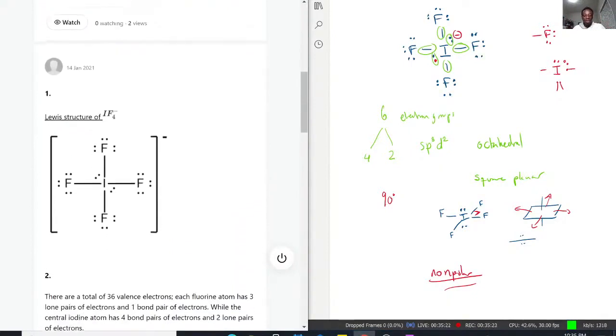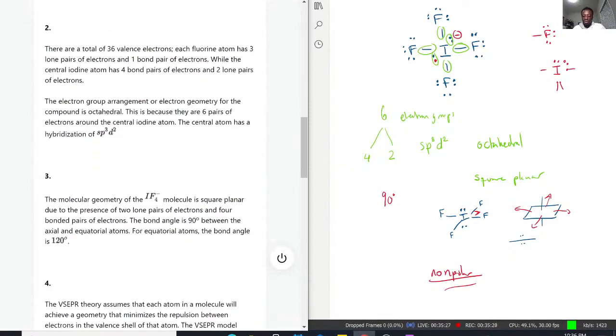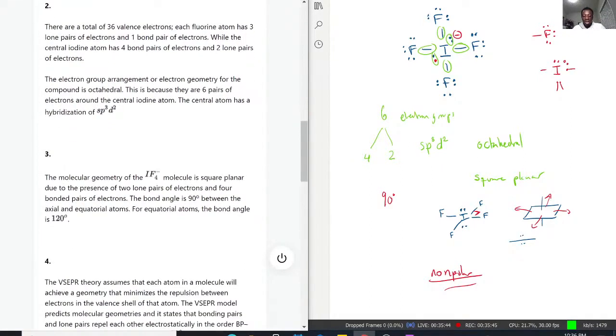Exactly just the shape that we got. Perfect. 36 valence electrons. We do have sp3d2. Awesome. Molecular geometry is square planar, and the bond angles between the axial and equatorial is 90 degrees. For equatorial atoms, the bond angle is 120 degrees. For that one, it doesn't really make much sense. I don't know where they got that other 120 degrees from, because it should be all 90. Even technically from the lone pairs to the fluorine, it would be a 90-degree angle. So I'm not sure where the 120 fits in.